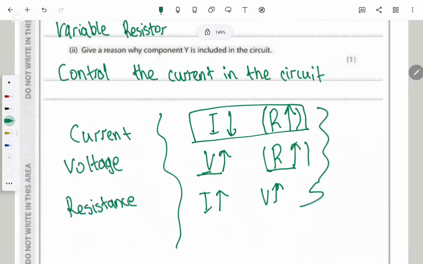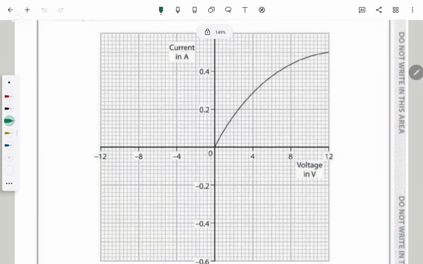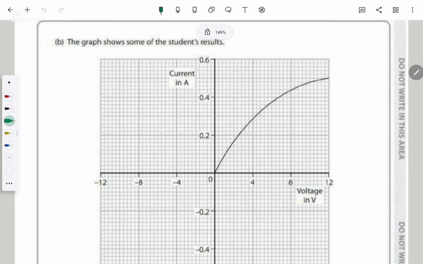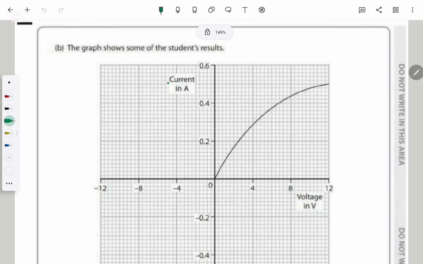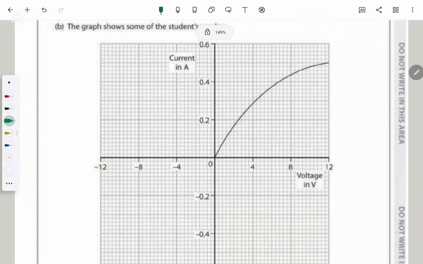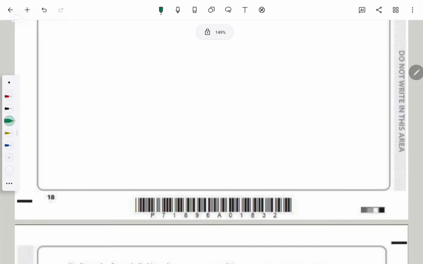All right, let's move on to the next question right here. It says you have a graph and it shows some of the students' results. The graph compares the current and the voltage right here. Looking at this graph, you can see that the more the current increases, the more the voltage also increases. Let's answer the questions about it.